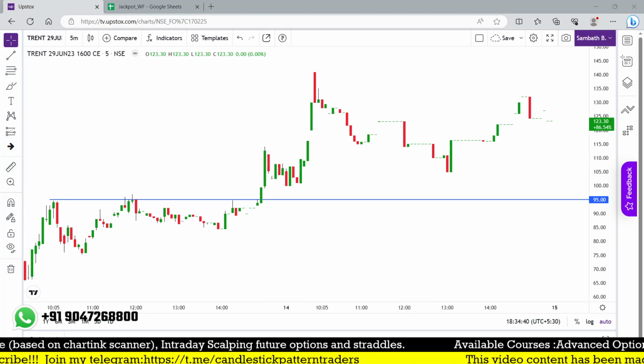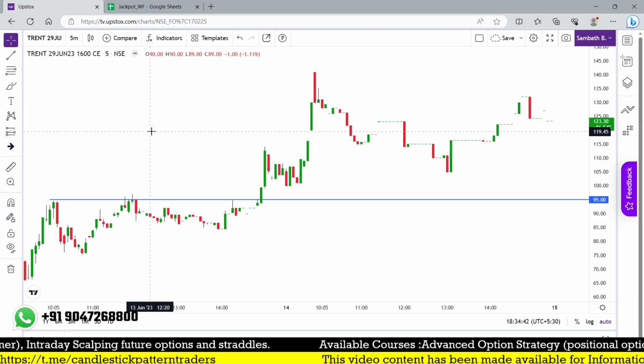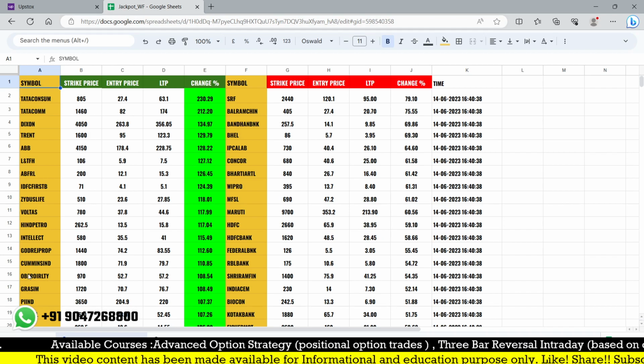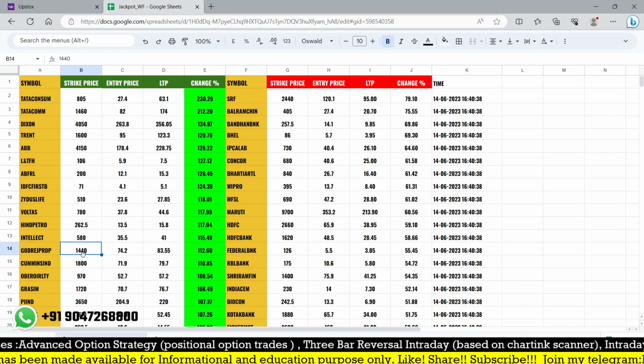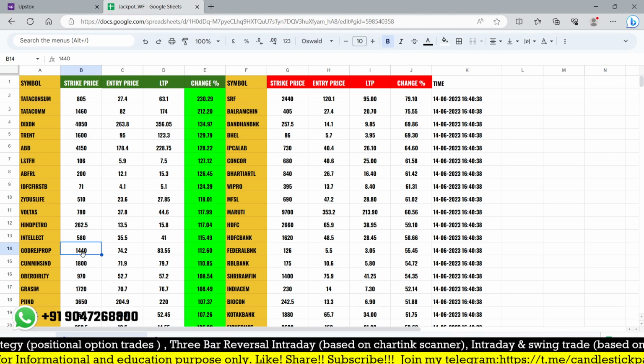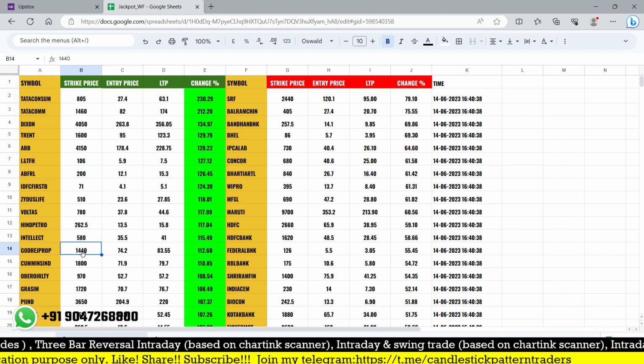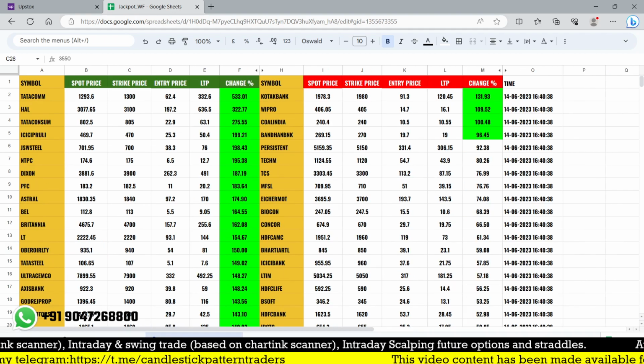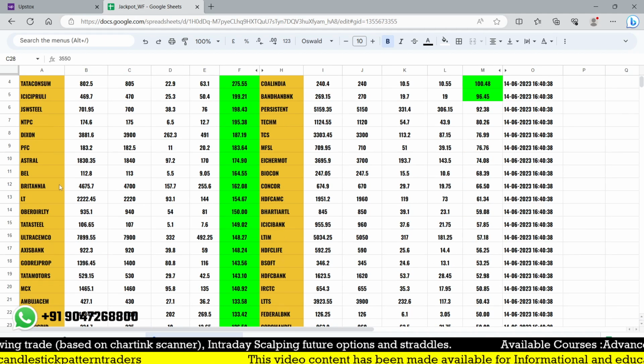Like recently we saw Godrej Properties 1400. Where we found the trade, it was Godrej Properties. You can see here it's a monthly positional, sorry, weekly positional. The strike price would be around 1440, but monthly positional is about 1400. The strike price may vary depending on the stock.